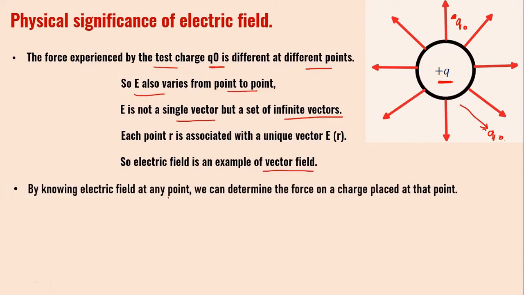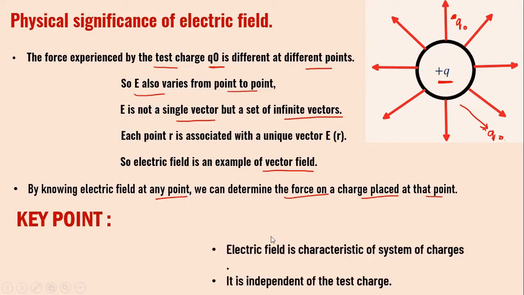Next, by knowing the electric field at a point, we can determine the force on a charge placed at that point. So in spite of not using Coulomb's law, we can also find the force in terms of the electric field. So this is its physical significance. It helps us to find the force experienced by a charge placed near a source charge.